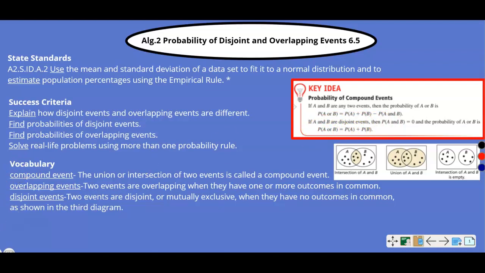So two different formulas there, slightly different. The first one just subtracts this middle area here because it is overlapping. The disjointed doesn't have any overlapping, so you just add probability of A plus probability of B.